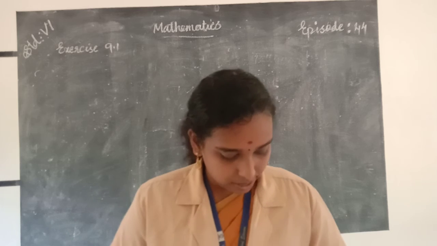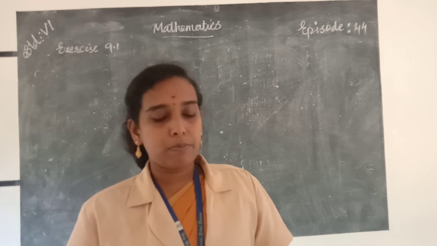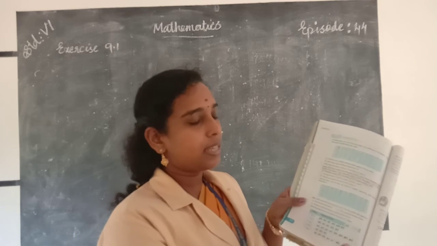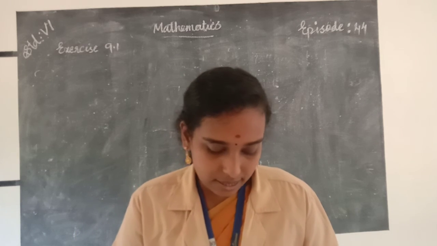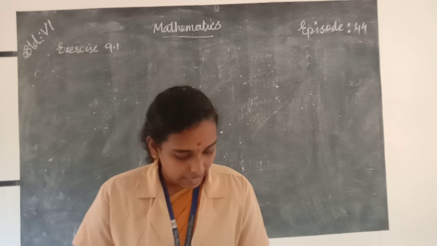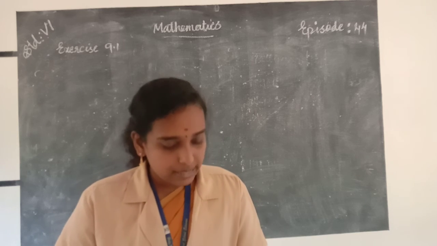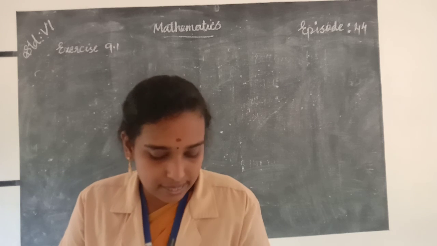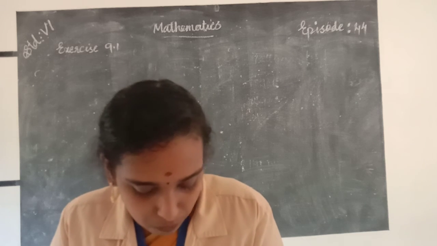The first question: which village has the minimum number of tractors? Village D has only 3 tractors, so village D has the minimum number of tractors. The second question: which village has the maximum number of tractors? Village C has 8 tractors, so village C has the maximum number of tractors.